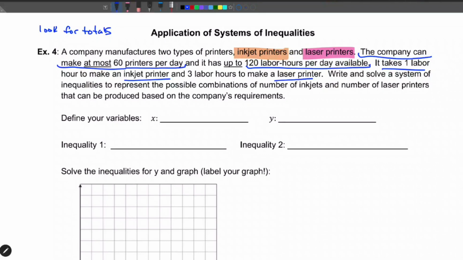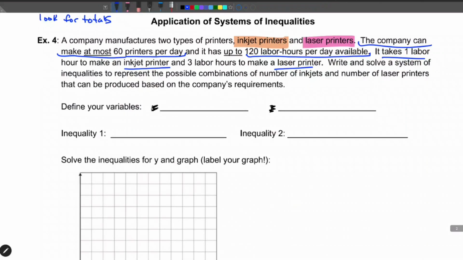So we're going to write and solve a system of inequalities to represent the possible combinations of the number of inkjets and the number of laser printers that can be produced using the company's requirements. And when we come down here, they give us X and Y, and I'm just going to scribble those out. Let's make these variables make sense. We know that they're making inkjet printers and laser printers. And so when I define my variables, I'm going to say that I is an inkjet printer. So I is the number of inkjet printers.